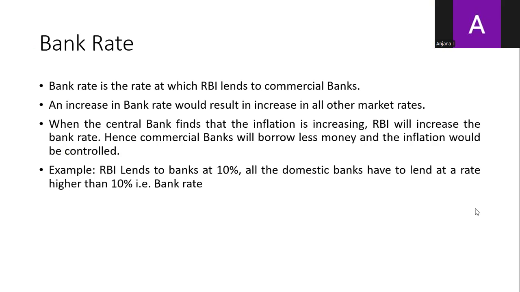Bank rate. Bank rate is the rate at which RBI lends to commercial banks. An increase in bank rate would result in an increase in other market rates. When the central bank finds that inflation is increasing, RBI will increase the bank rate. Hence, commercial banks will borrow less money and inflation would be controlled. For example, RBI lends to banks at 10%. All the domestic banks have to lend at a rate which is higher than 10%, that is, higher than the bank rate.